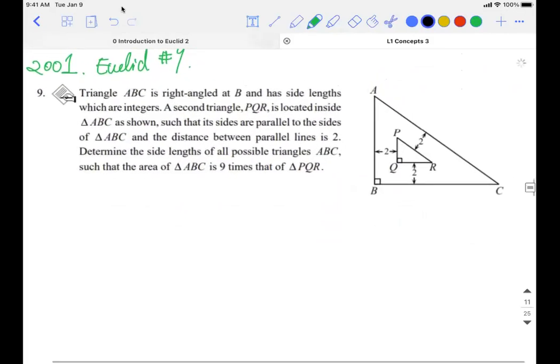A triangle ABC is right angled at B. Highlight all this information. I'm going to use the color red. And has side lengths which are integers. Side lengths which are integers. This is a very important condition. You know, side lengths do not have to be integers, right? 2.5, 6.9, they're all good. But why are they integers? So this is actually our conditional reflex number 4.